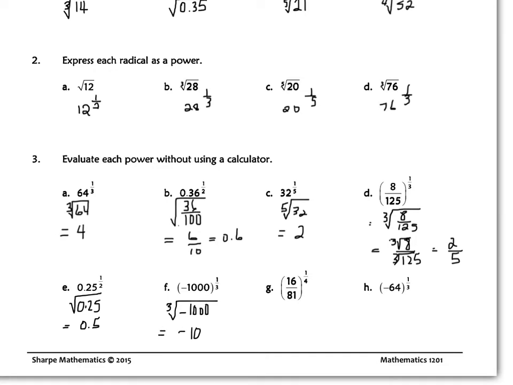And the next one would be the 4th root of 16 over 81, which is the 4th root of 16 over the 4th root of 81, which would be 2 over 3. And the last one would be the cube root of negative 64. So that would equal negative 4.